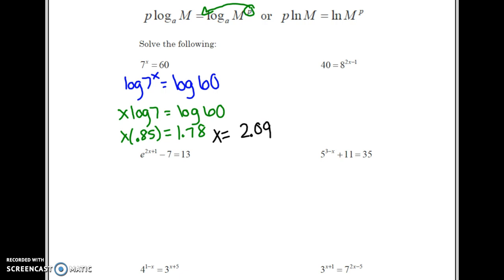Now you don't have to only do log, you could do natural log. But you want to stick with those because those are on the calculator. You don't want to make it log base something. You just want to use log. Same idea for this one. I'm going to do log on both sides because 8 and 40 have no common base that we can use.